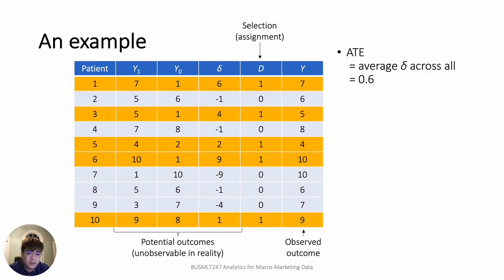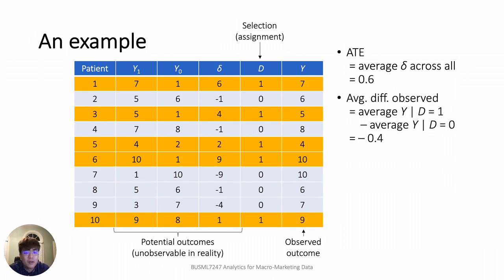Those patients shaded in orange are the patients who received the surgery treatment, and the unshaded patients are those who did not receive the surgery treatment. So the difference in the average of Y between the shaded and the unshaded is the average difference observed, which is minus 0.4. This number is different from the ATE, and the observed difference is also different from the ATT.